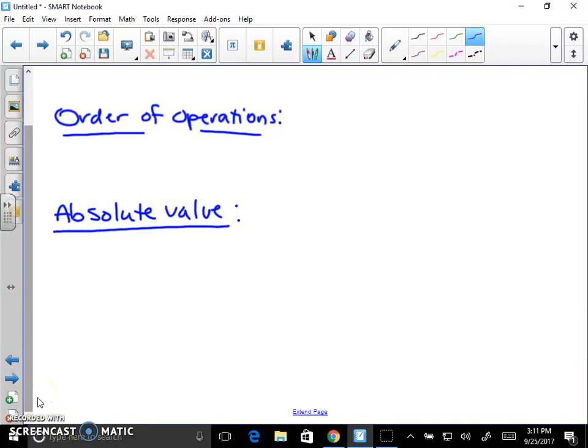Okay, I've loaded a handout that I want you to print out if you can. If not, you can do the same thing I am. You're going to write these down on a separate piece of paper for your notes. And it should say the order of operations.